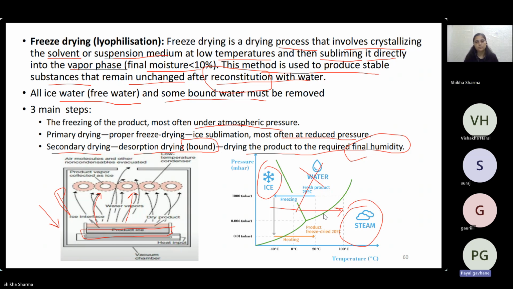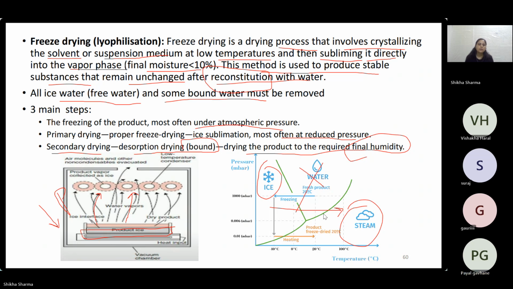Okay, so the other drying is not an appropriate process. No, freeze drying is a very good process. Which one? Freeze drying. Yes, yes. Okay, can you give me one example of freeze drying, please?